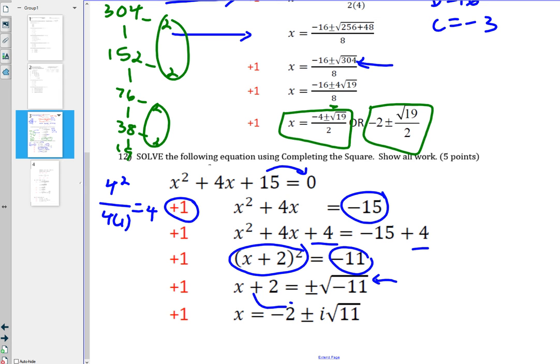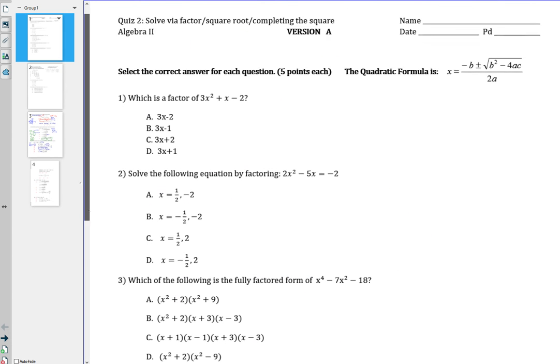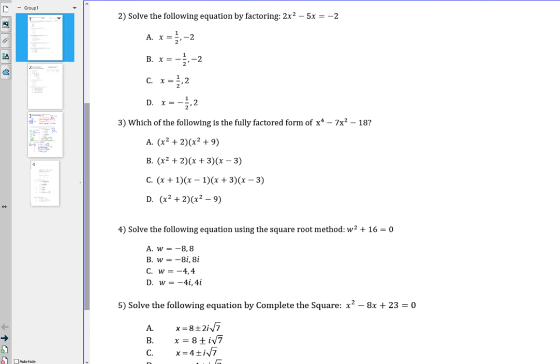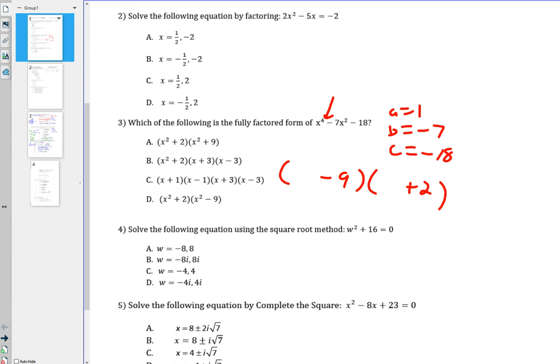We got number 3. Let's go with number 3. Which of the following is... this one I think was a pretty quick one. The difference here is that we have a fourth power. We did a couple of these. So you can do your factor chart with your ABC, but then there's an adjustment that you have to make. Can we do this one without doing the chart? Can we take two numbers that multiply to give us negative 18 and add up to negative 7? Negative 9 then, positive 2. Good. But the difference here, in order to account for the fourth power, is instead of putting an x in front, you put an x squared in front.